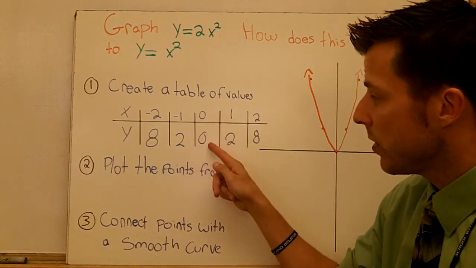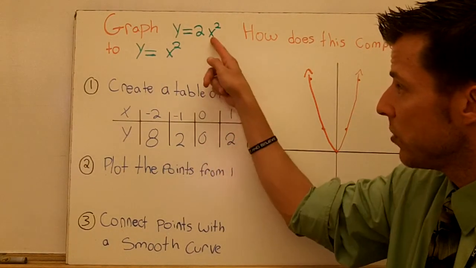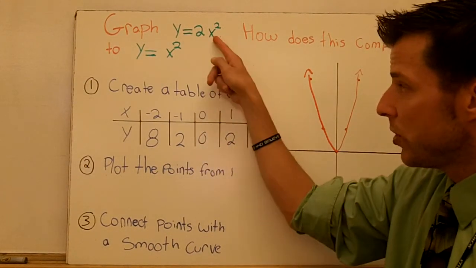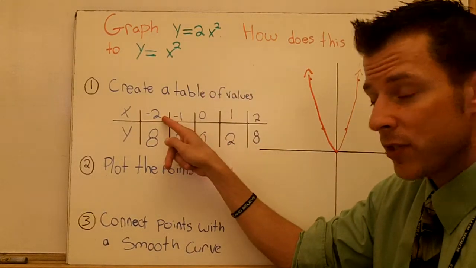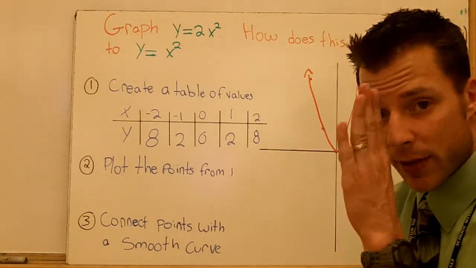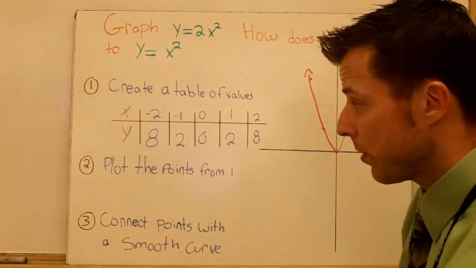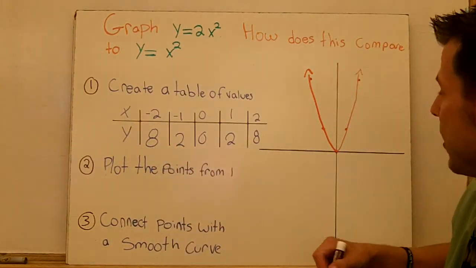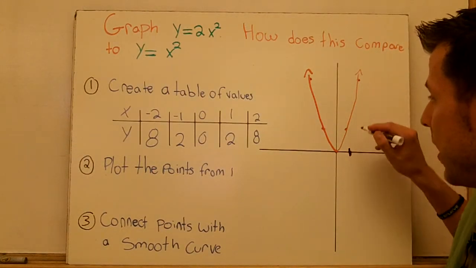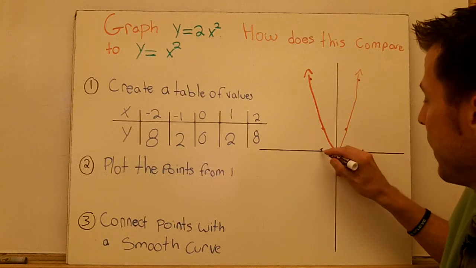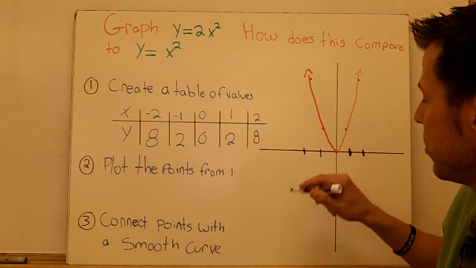When you plug 0 in, you get 0. When you plug 1 in, you get 2 times 1, which is 2. 2 squared is 4 times 2 is 8. And also -2 is 8. So when we talk about that mirror image, let's plot these points. So we plot all of our points here. And Rebecca didn't make tick marks, but that's okay. So here's (1, 2), and (2, 8), (-1, 2), (-2, 8).